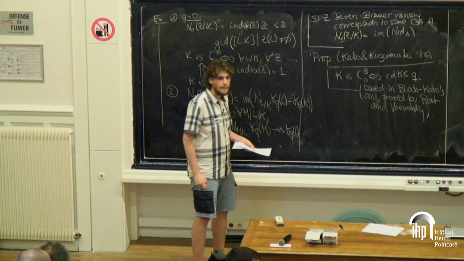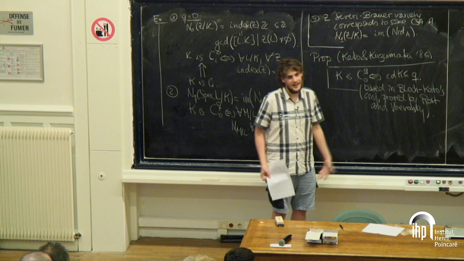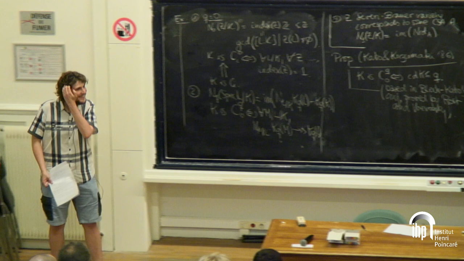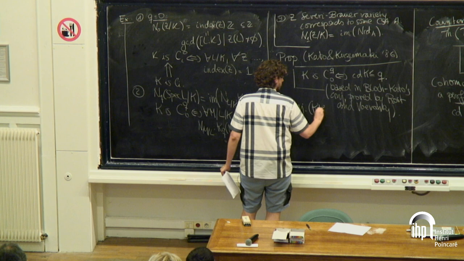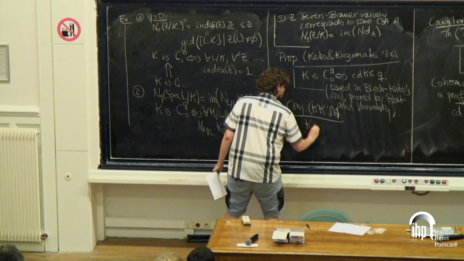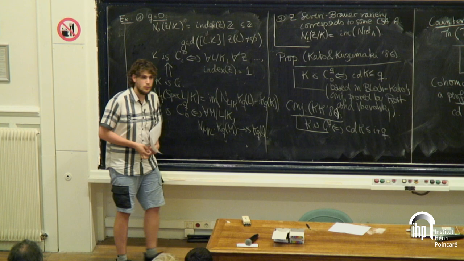No, it was not proven. So they proved it assuming Bloch-Kato. And nowadays it's proven, so yeah. You're right. So they conjectured the following. A field K is CIQ if and only if the cohomological dimension of K is at most I plus Q. Or if you prefer, in other words, the CIQ property should only depend on the sum of I and Q.